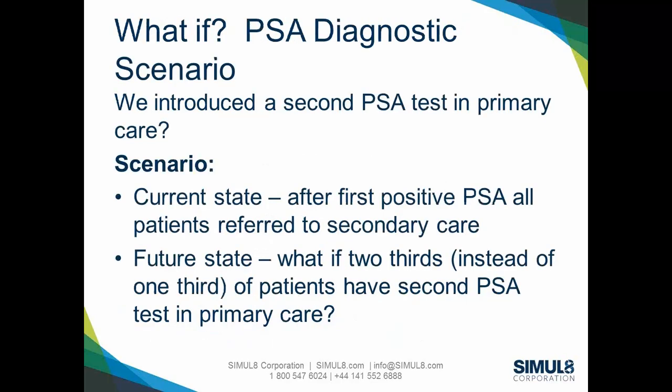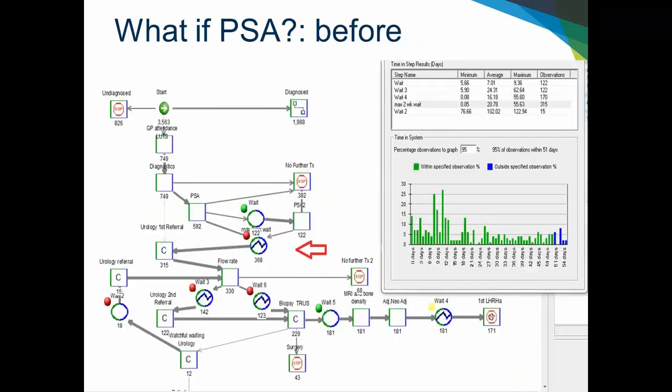So the first question was, well, what happens if we introduce a second PSA test in primary care rather than everyone going on to secondary care after the first positive PSA? Now, they didn't expect that to happen for all patients, so what if 2/3 instead of 1/3 of patients have a second PSA test in primary care?